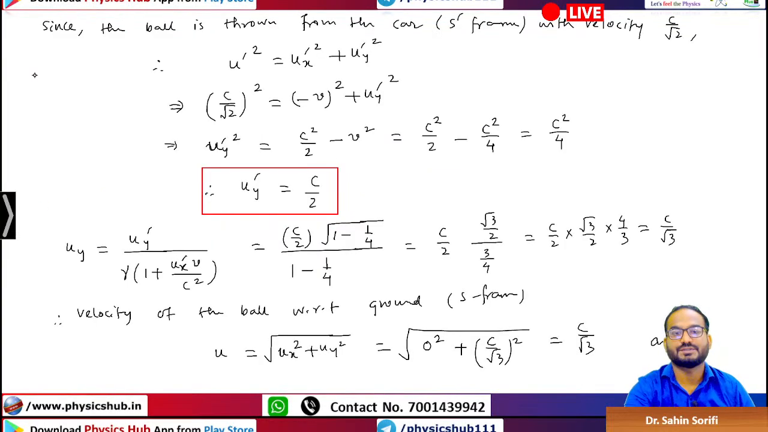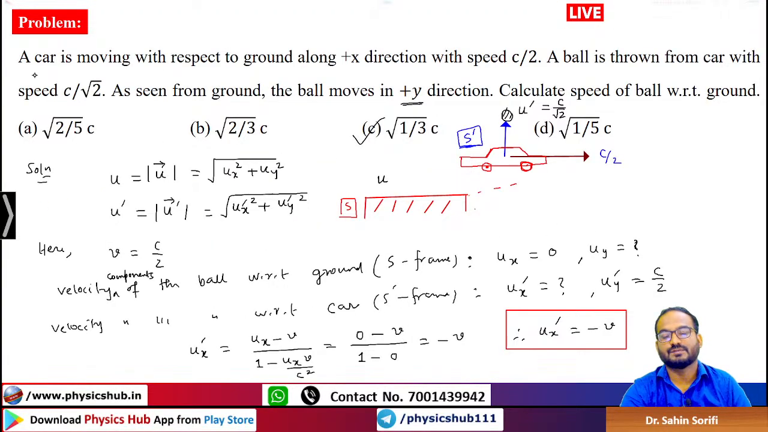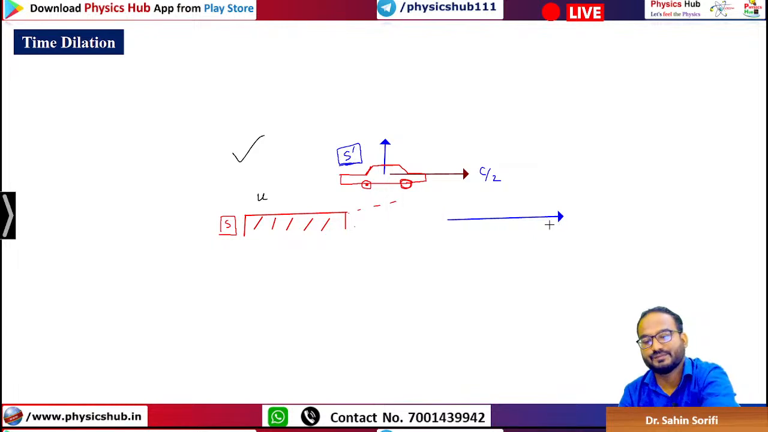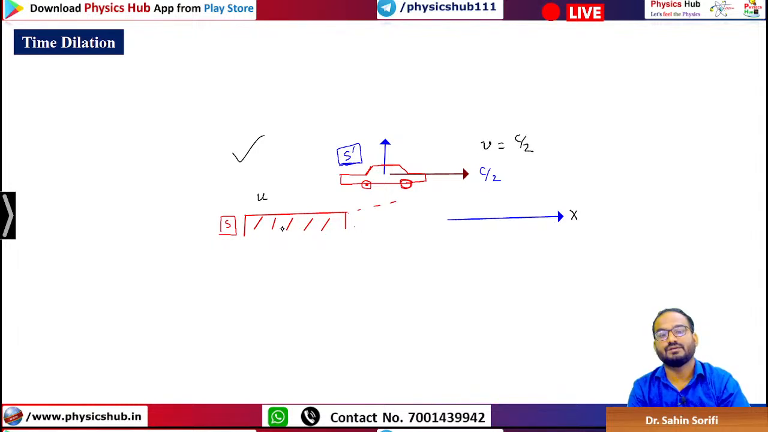What is given in the question? That a car is moving with respect to the ground along the x direction with speed c by 2. So this direction is your x direction. A car is moving along x direction with speed c by 2. It means it is v. V is equal to c by 2 with respect to the ground. Ground means S. Simple.